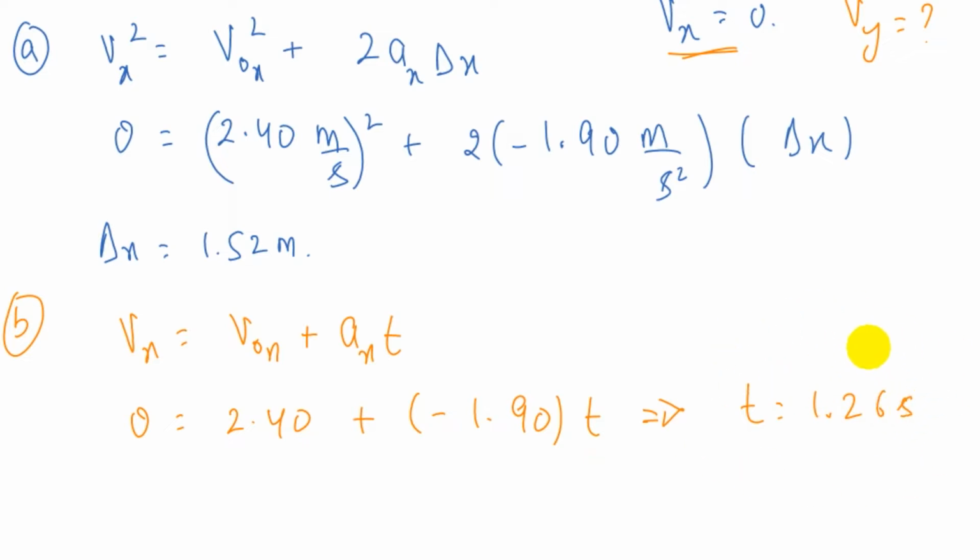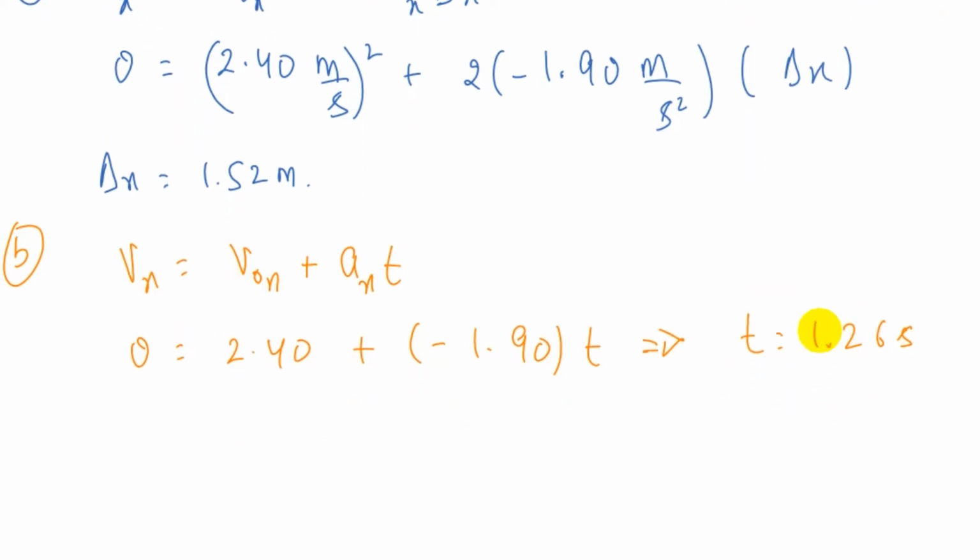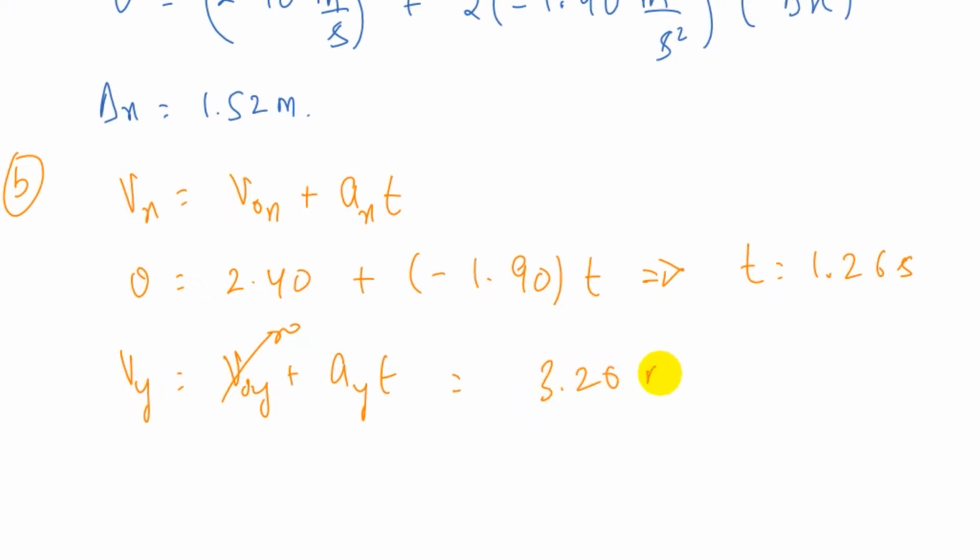So at this time the particle will turn around, or you can say that at this time the x component of the velocity becomes 0. Now at this time what would be the y component of velocity? Simply Vy equals V naught y plus ay t. Initially there was no component of velocity in the y direction, so this term is 0. Ay we have 3.20, so 3.20 meter per second squared multiplied with time 1.26 seconds, and from here we get the y component of velocity to be 4.03 meter per second.